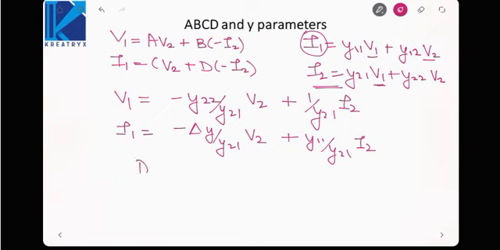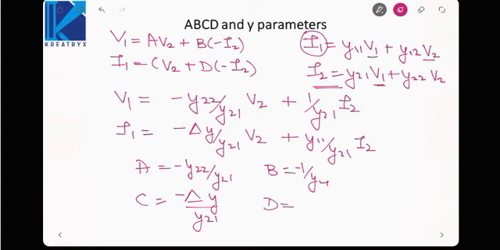Here A is actually minus Y22 by Y21, B is minus 1 by Y21, C is minus delta Y by Y21, D is minus Y11 by Y21. B and D are with negative sign because it should be minus I2 in the ABCD parameters. So this is how you can calculate one parameter in the form of other parameter. You just have to manipulate the equations.